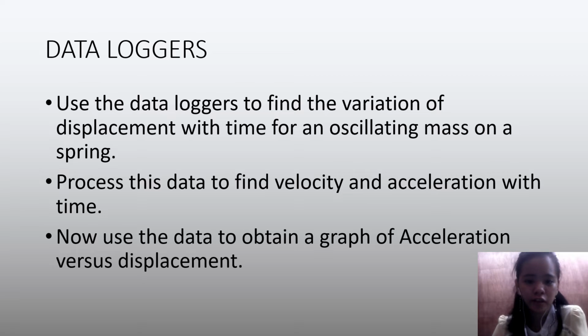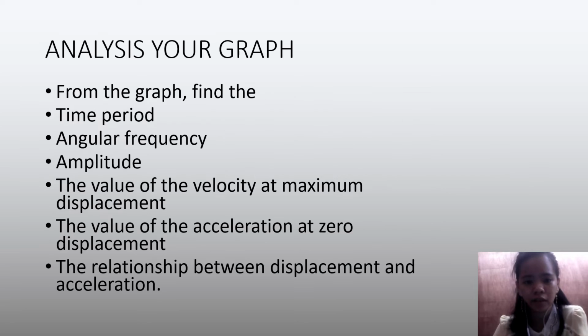So we log the digital variation of displacement with time for an oscillating mass on a spring. The process is repeated to find the velocity and acceleration with time. Now use the data to obtain a graph of acceleration versus displacement. So in analyzing the graph, you need to find the time period and the frequency, the amplitude, the value of velocity at maximum displacement, the value of acceleration at zero displacement, and the relationship between displacement and acceleration.